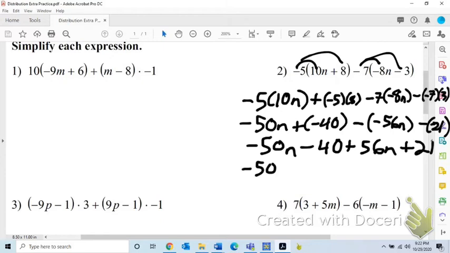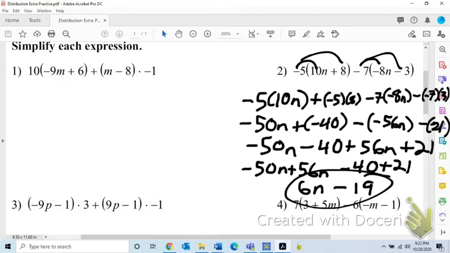So rewrite everything, get all our variable terms together and all our integers together. Then we have negative 50n plus 56n is 6n, because it's the same thing as 56 minus 50. And then we have negative 40 plus 21. Plug that into a calculator, and we get negative 19. So it is 6n minus 19.